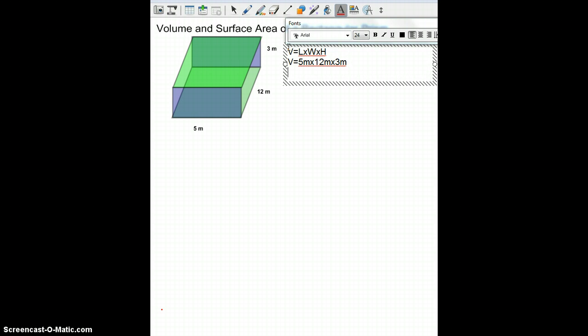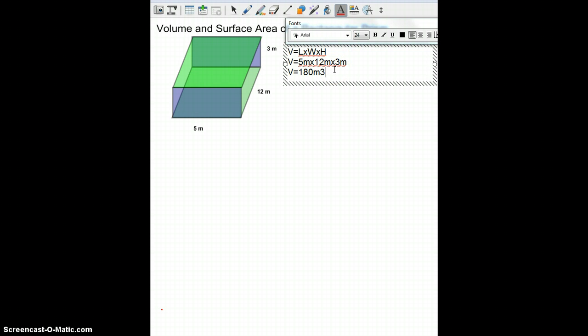And when we multiply that all together, we get volume is equal to, you know that 5 times 12 is 60, and 60 times 3 is 180. So we end up with 180 meters. But we're not finished. We have to put in meters cubed, or a 3 after it.